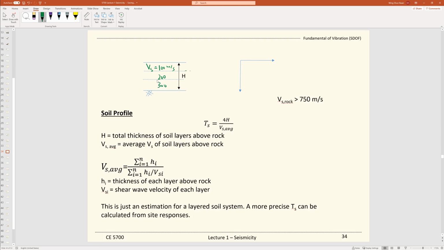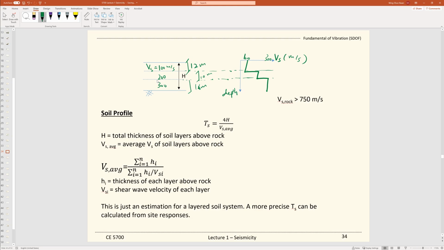So you have different shear wave velocities with depth, and very likely in practice you get a shear wave velocity profile. You need to perform some geophysical field testing, and then you will have a soil profile like this: 100, 200, 300 shear wave velocity, in meters per second. In that case, you can calculate the average shear wave velocity weighted by different thicknesses, because you may have different thicknesses here. Maybe this is 12 meters, this is 10 meters, this is 16 meters.